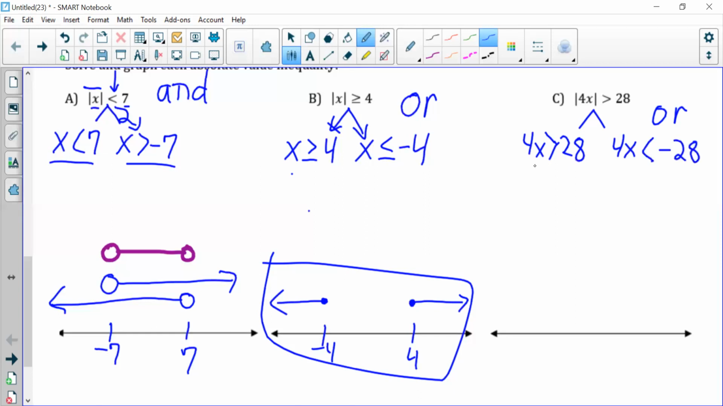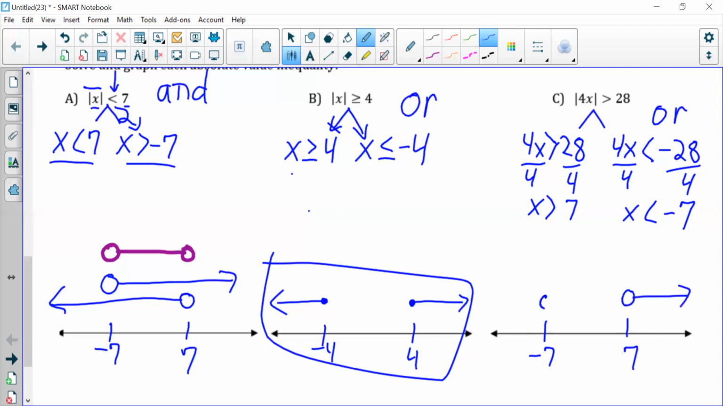All right, then we solve for x, which is our step 3. So I'm going to divide both sides by 4, and I get x is greater than 7. Divide both sides by 4, and I get x is less than -7. Once again, we can graph this, and this graph is going to look pretty much just like our other "or" graph here. Greater than 7, less than -7, open circles because they're not equal to.